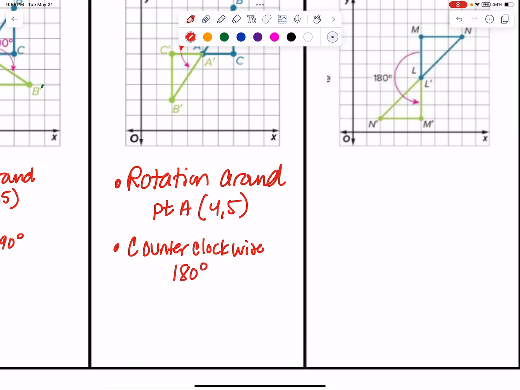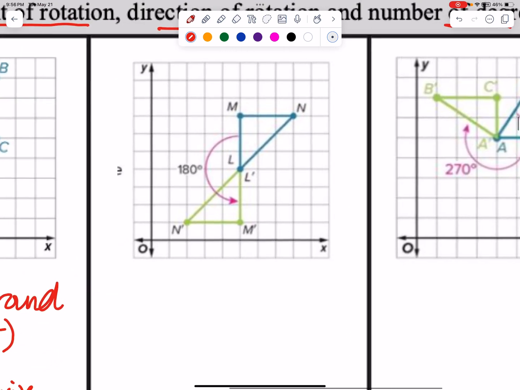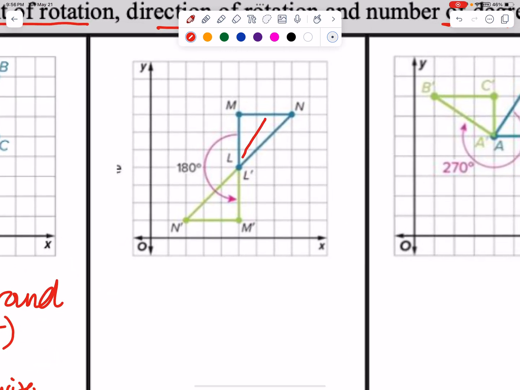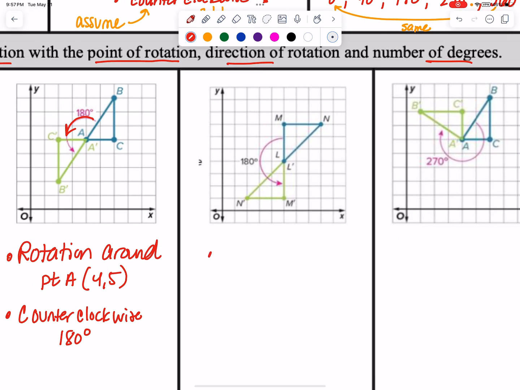Okay, let's go ahead and look at the next one. Okay, again, you can sort of see that almost reflection type of thing. It doesn't reflect, okay, because you can see that the shape doesn't actually reflect over onto itself. Okay, so it's a rotation. So let's go ahead and record what it is. So it's a rotation around point L this time.